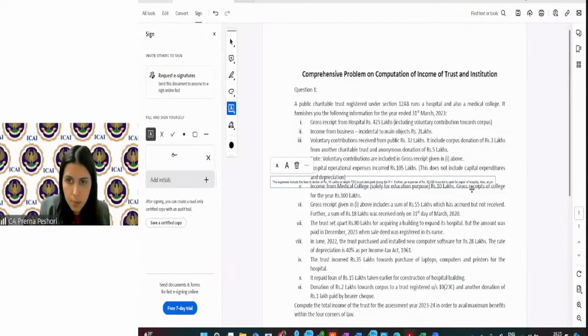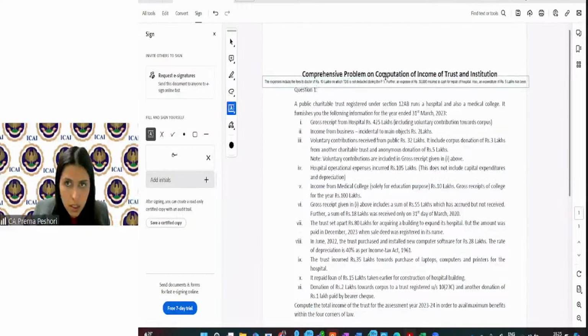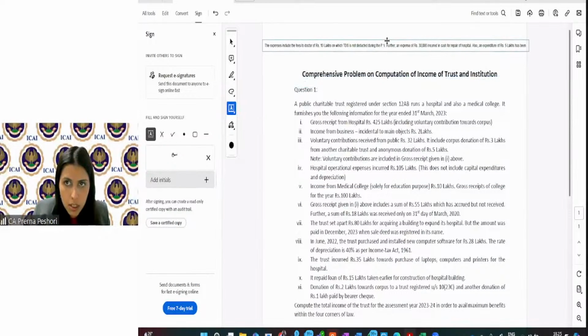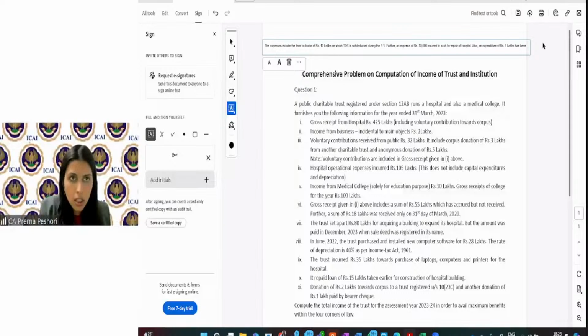Also, an expenditure of rupees 5 lakhs has been incurred but not paid. You can write it over here. Has been incurred but not paid during the previous year.